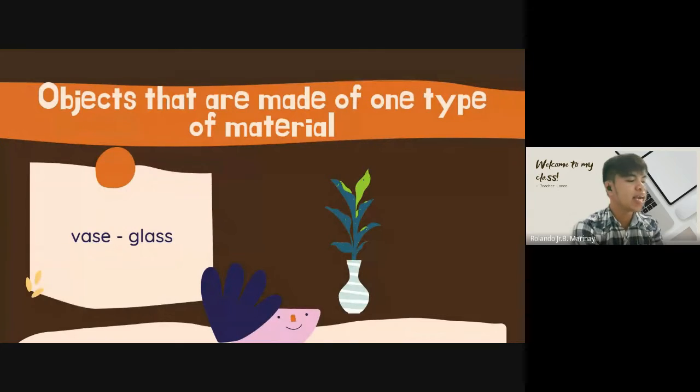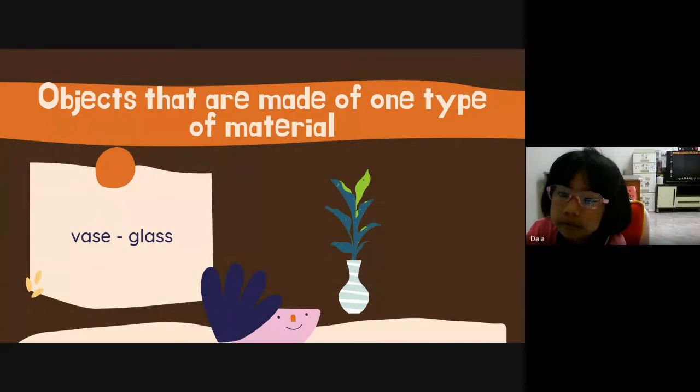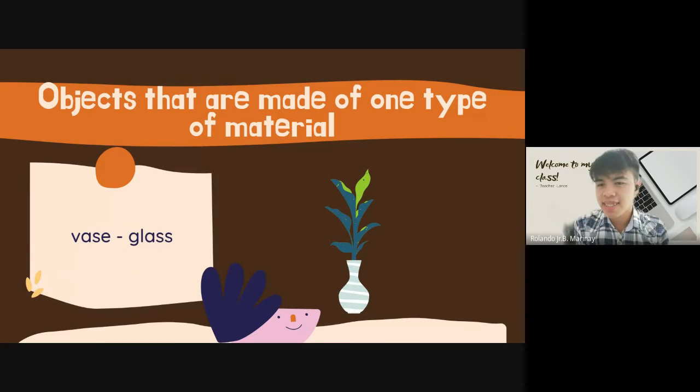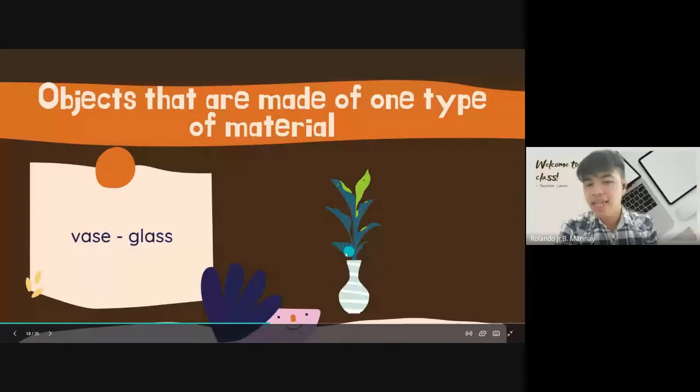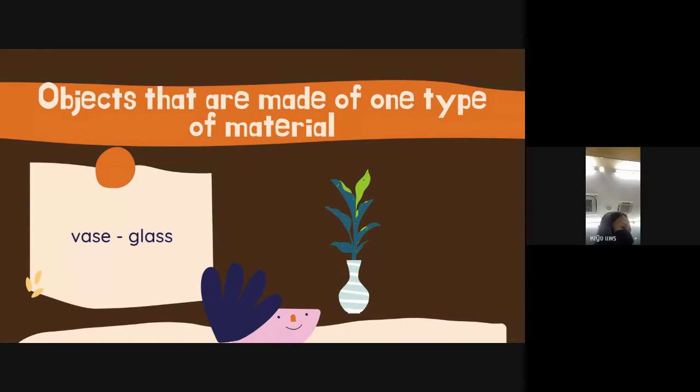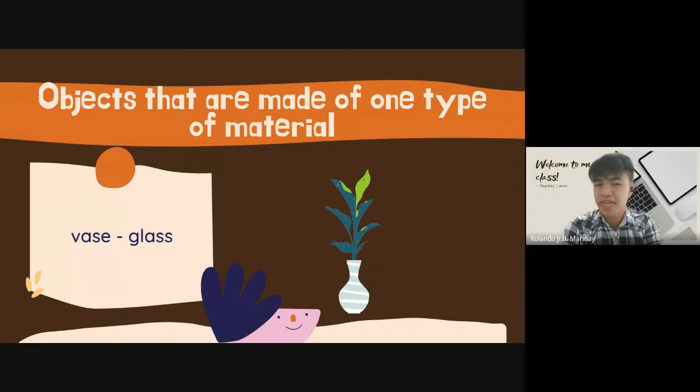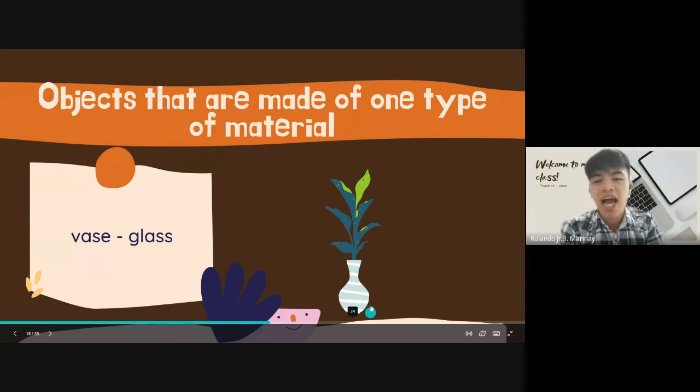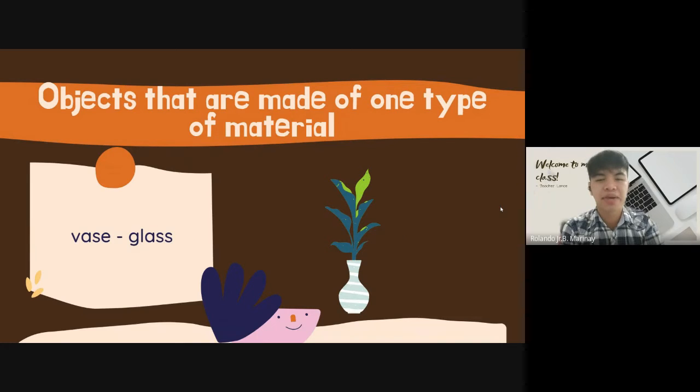A vase. Red. Okay. This kind of vase is made of glass, because some vases are made of clay, but this one is made of glass. This vase is made of glass.